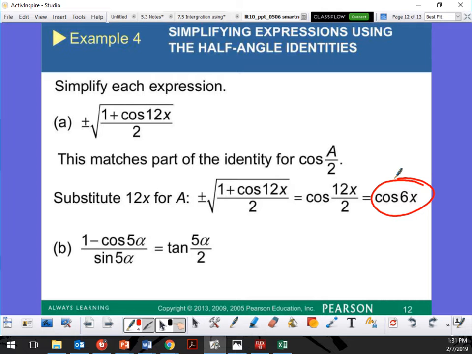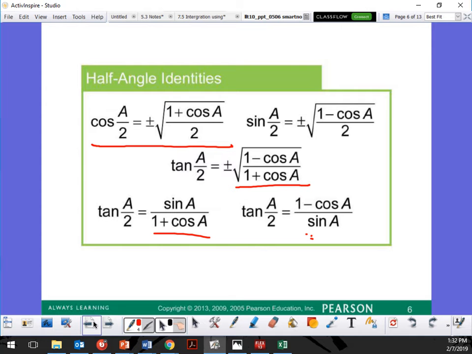Okay, so this other one over here is tangent. So my A value is what? 5 alpha, right? Let's go back and find it. 1 minus cosine over sine. That's this one right here now.